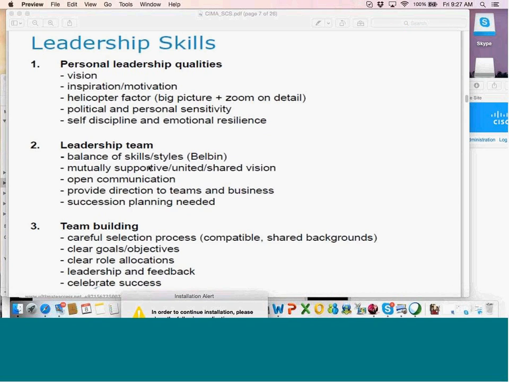Now, the aspects of leadership skills: we're looking at vision, inspiring, motivating, the big picture, and as well, you need to zoom into details. Personal sensitivity, self-discipline, emotional resilience. Even though we think of a project from a numbers perspective as very positive, you need to see how I can actually get my people to implement it. How would they react? That is the skill that I need. I need to assure my people that their jobs are not at stake, that they are safe.